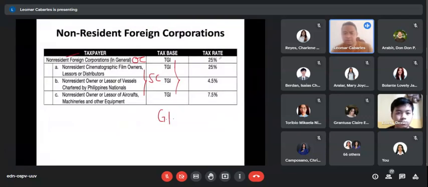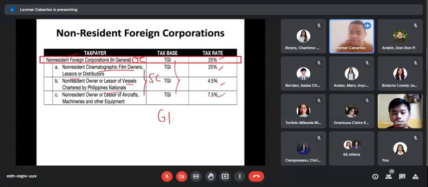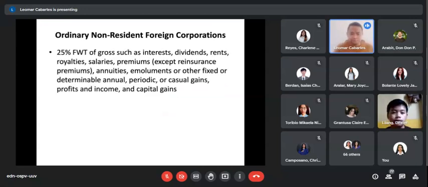So the tax rate is 25% in general, and for cinematographic film owners, lessors, and distributors, also 25%. For lessors or owners of vessels chartered by Philippine nationals, 4.5%. For aircraft, machineries and other equipment, 7.5%. So let's discuss the details of the ordinary non-resident foreign corporation. The rate is 25%, and as you noticed, it says FWT. Remember, gross is the basis, such as interest, dividends, rent, royalty, and so on, except reinsurance premiums.